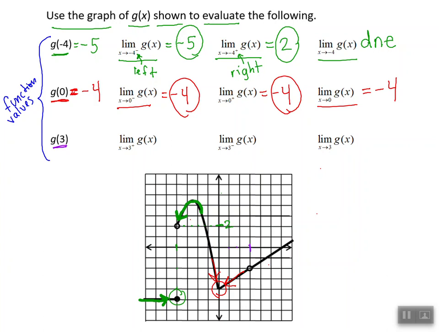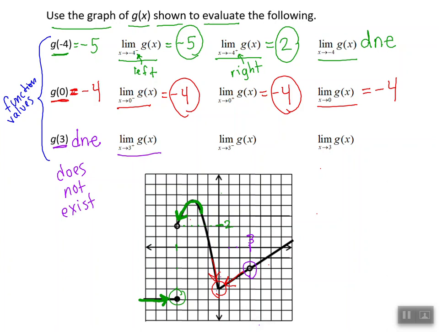Finally, g of 3. 1, 2, 3. Here's the x value, 3. I look up, I look down, I see nothing. There is a hole, therefore g of 3 does not exist. Feel free to write it out if you want to, as long as you don't put equals.